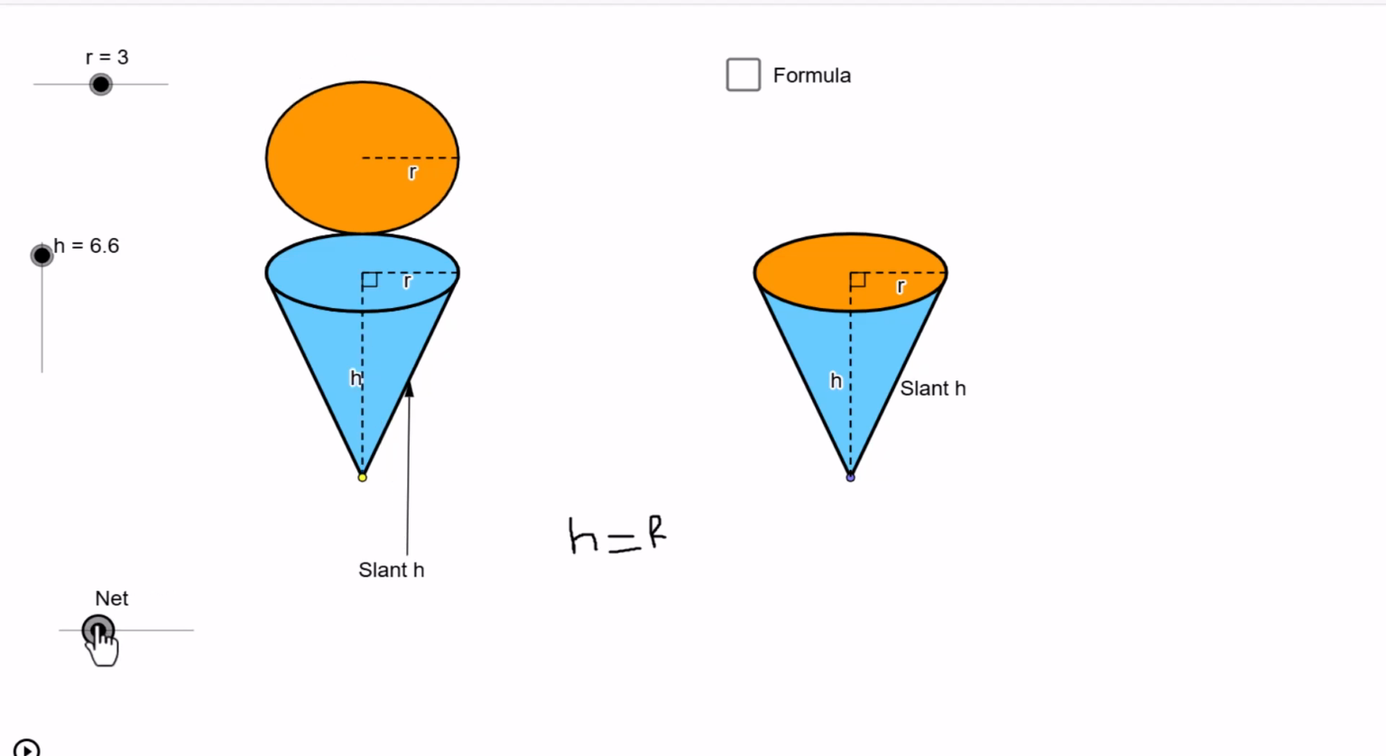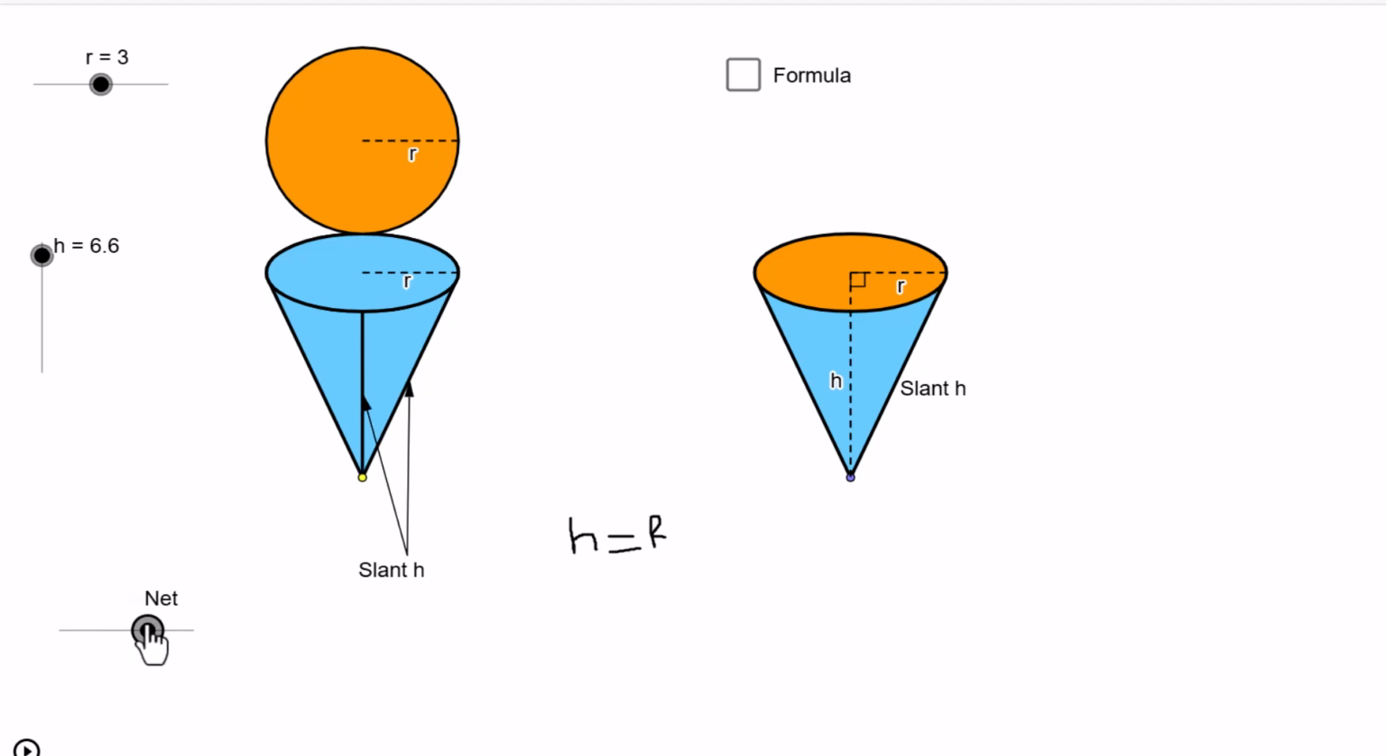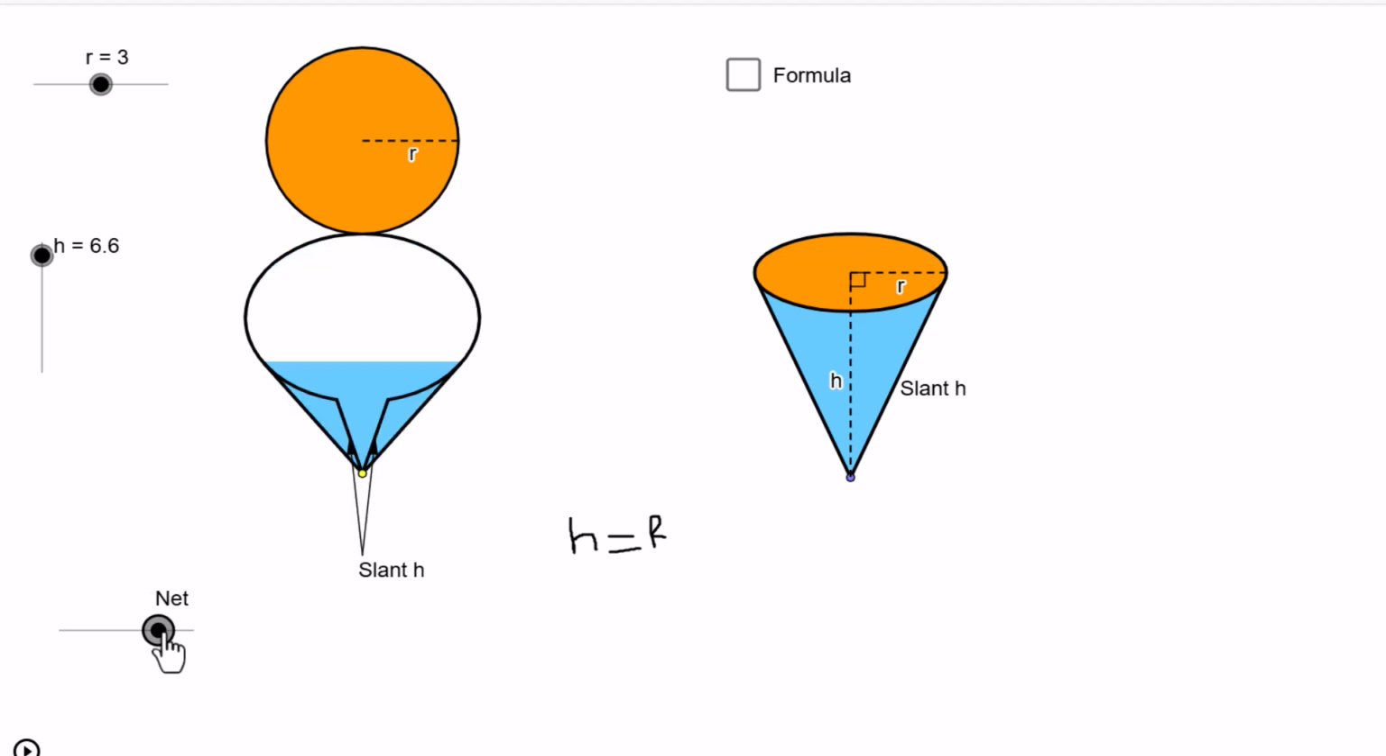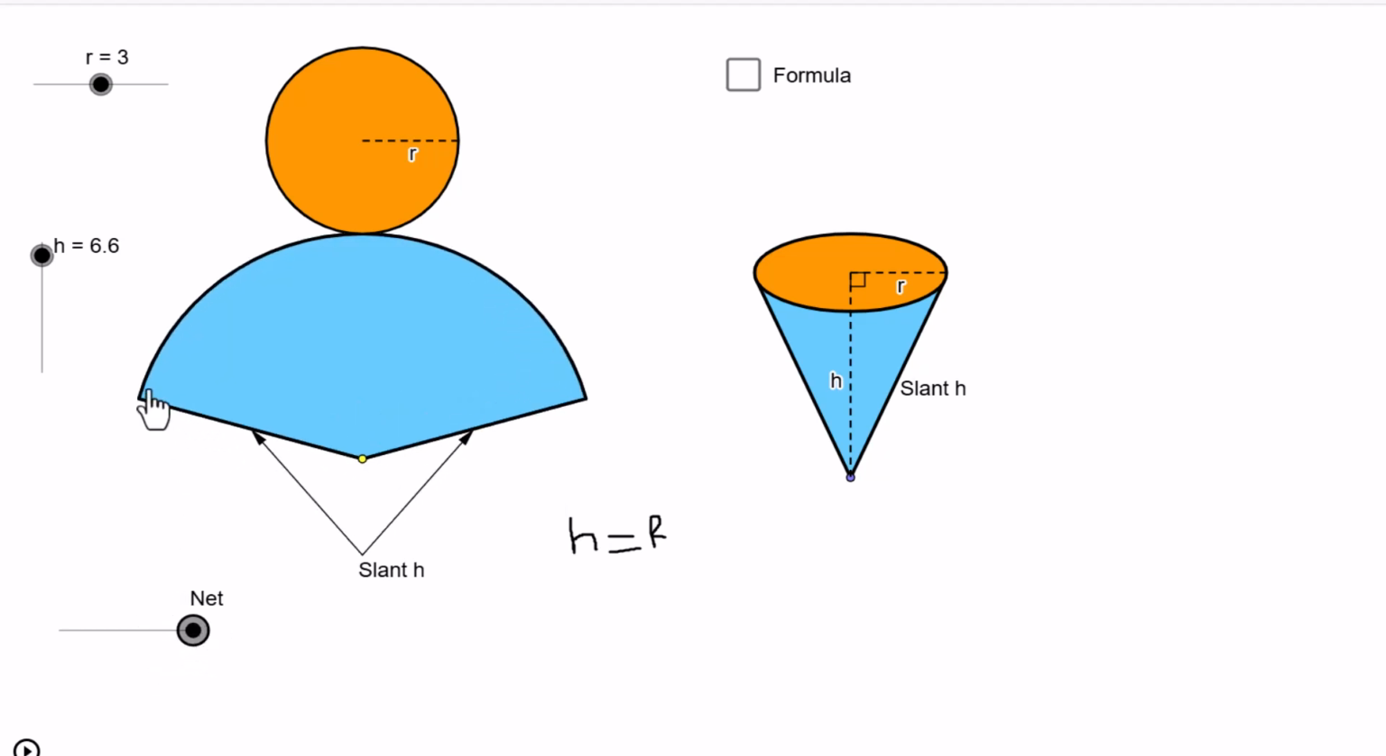Now let me seal it and cover it. Now watch. I've covered the circle now, which is the bottom of the cone. If you observe very well, let me open it again, you will see that the circle of this cone is equal to the arc of this sector. You can see the arc of this sector, which is this long arc here, is equal to the length of this circle.